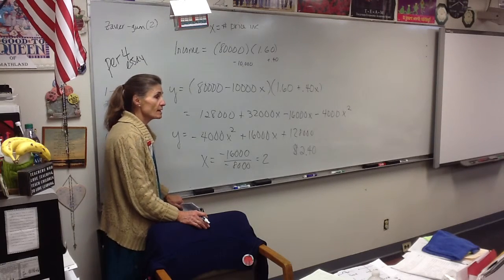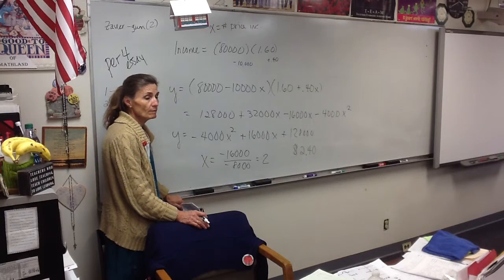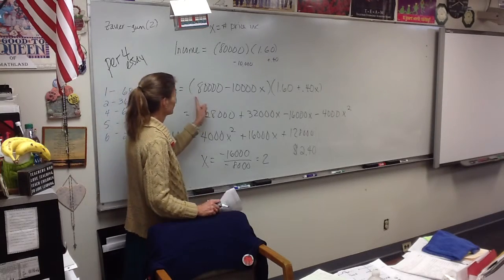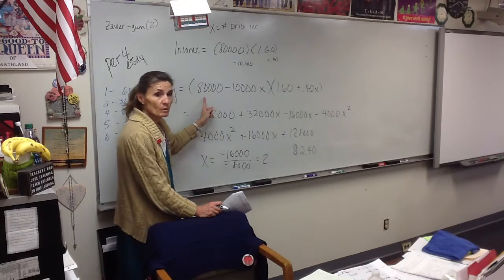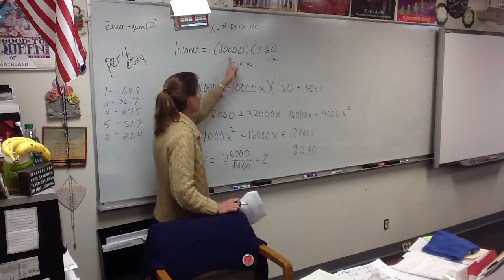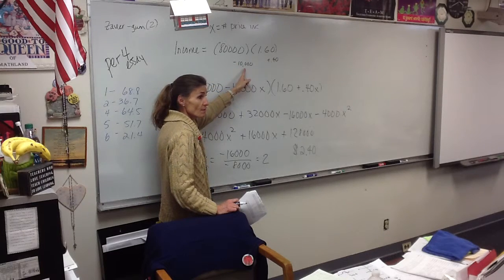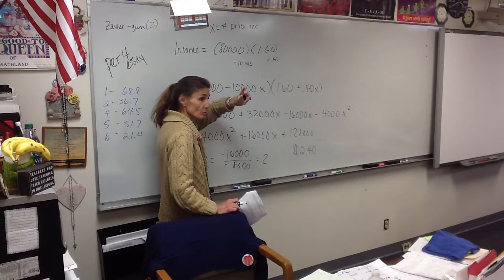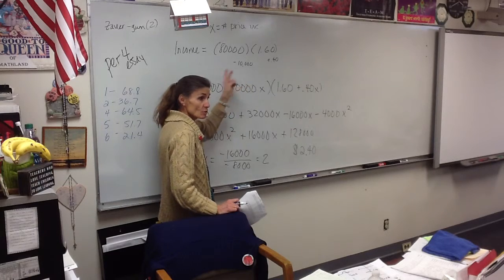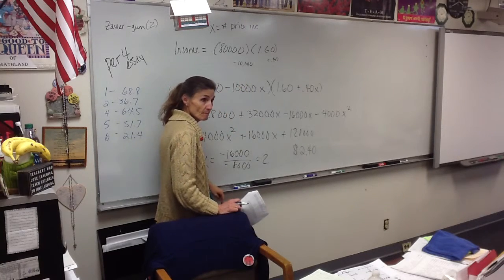What if the problem said how many magazines will you sell? Plug it into 10,000. Then we would say, okay, I have 80,000 to start, but every time I raise my price, I lose 10,000. If I raise my price twice, I lose 20,000, so I'll sell 60,000 magazines.